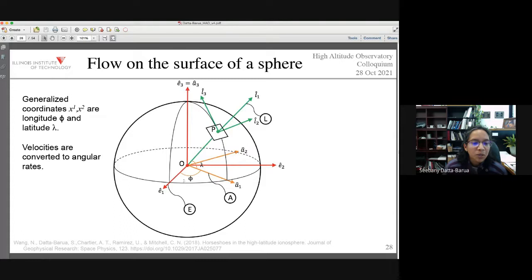This is a diagram showing, if you have an Earth-centered, Earth-fixed frame E, how you measure longitude and latitude, and then at a particular point P, which direction local eastward is pointing, that's L hat 2, and northward, L hat 3. And so you take into account the radius of Earth to produce those angular rates.